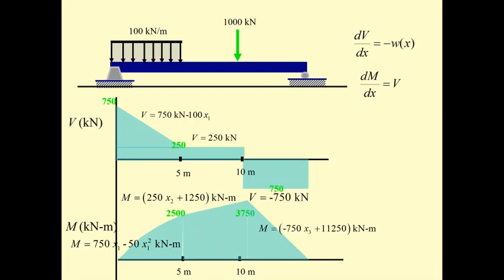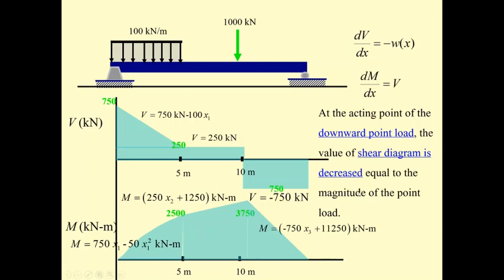Second, the dM by dx equals V. If you differentiate the first term with x1, it's going to be 750. And if you differentiate 50 x1 squared with respect to x1, it's going to be 50 times 2, which is 100, with the minus sign here and x1. Also this one, if you differentiate, is 0. If you differentiate this one, it's going to be positive 250. For this one, if you differentiate, is 0. If you differentiate this one, it's going to be negative 750, equal to this. And then the downward point load produces the negative. As you can see here, it is reduced from positive 250 to negative 750. That is 1,000, equal to this.